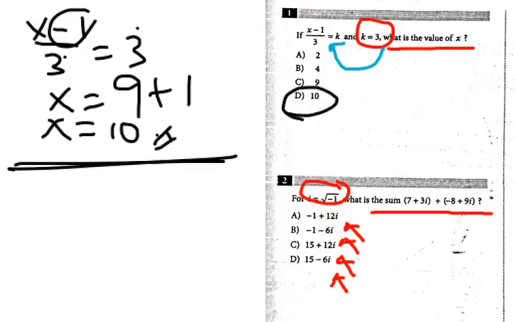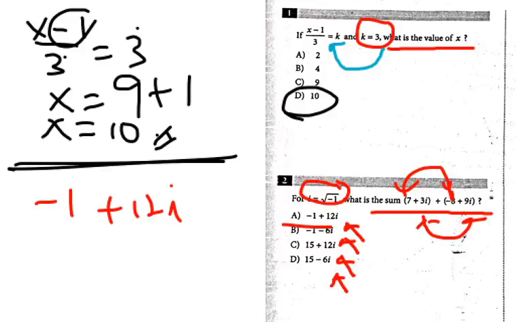So what you do here is 7 plus negative 8, which gives you negative 1, and then 3i plus 9i equals 12i. So this answer will be A.